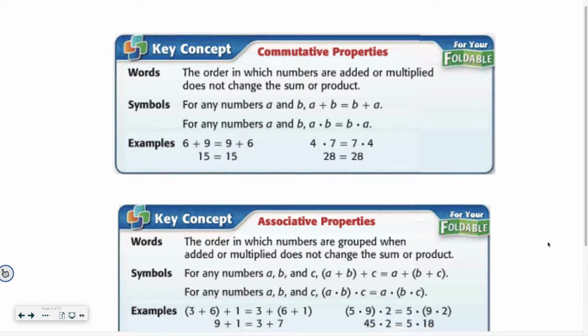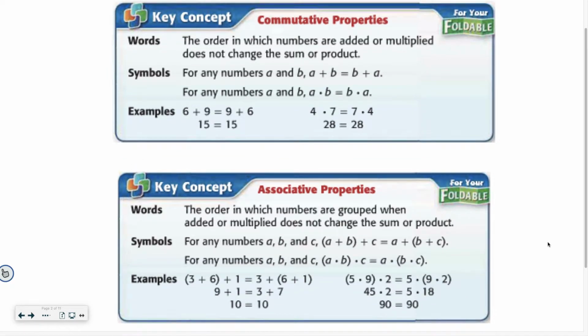So we have two different properties on this slide that we're going to talk about. There's this property called commutative, that's the top little box there. Commutative property, what that means is the order doesn't matter. So if you look at the example, 6 plus 9 is the same as saying 9 plus 6. They both equal 15. The commutative property is what tells us you can change the order of the addition.